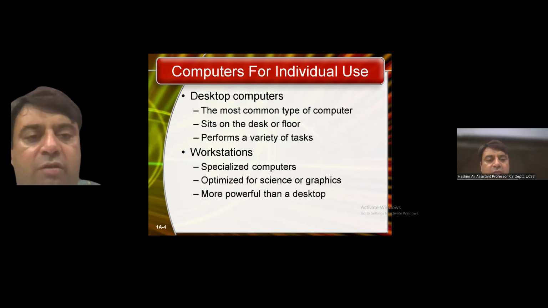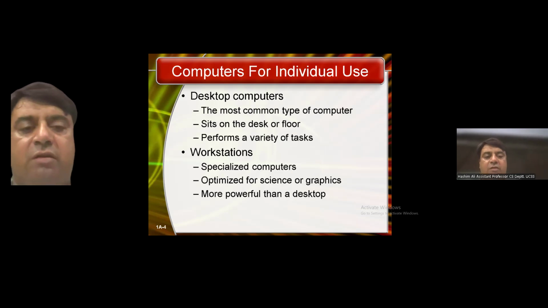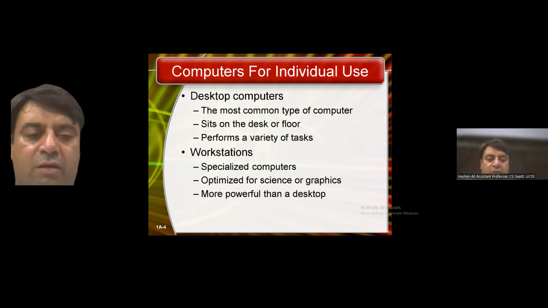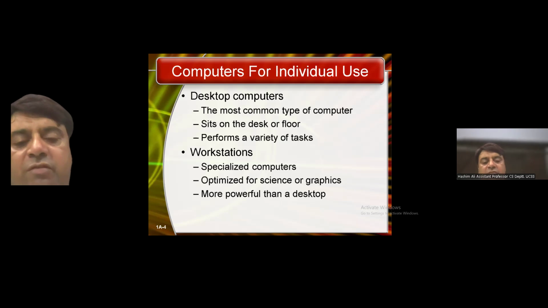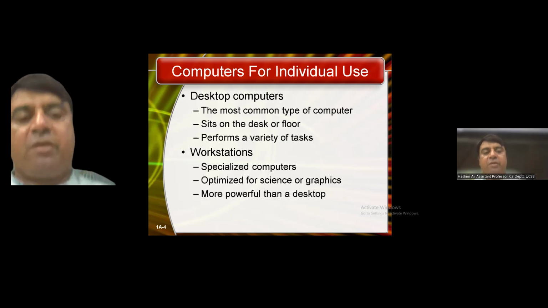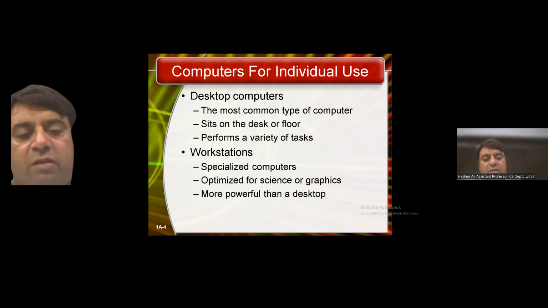Computers for individual use. We have different sorts of computers, starting with the desktop computer, which is the most common type of computer used nowadays. It sits on the desk or floor, as we have the computers at our homes. They are used to perform a variety of tasks. Similar to the desktop computer, a bit more powerful computer is a workstation. It is a much more specialized computer, optimized for graphical work, more powerful than a desktop computer. So we call it a workstation computer. First is the desktop computer, then we have the workstation.